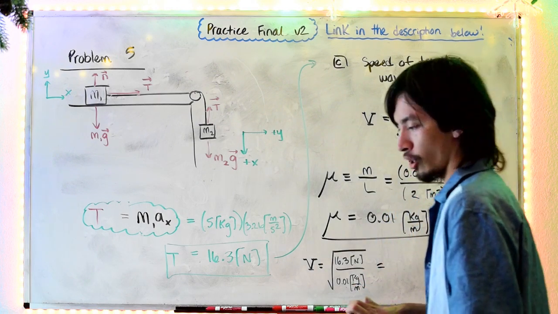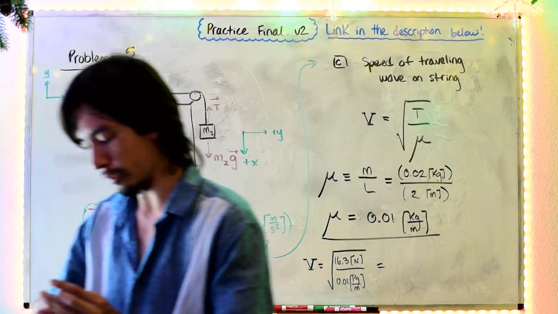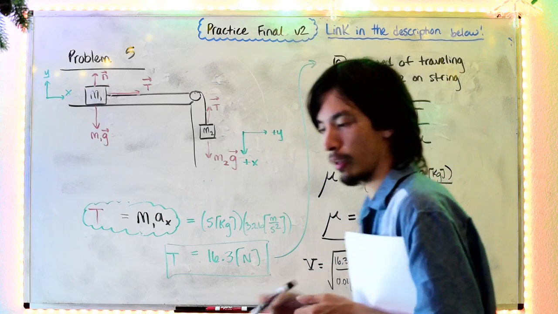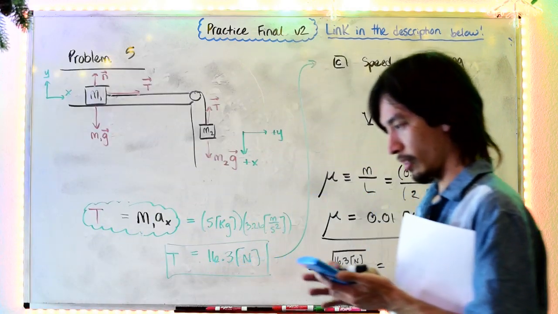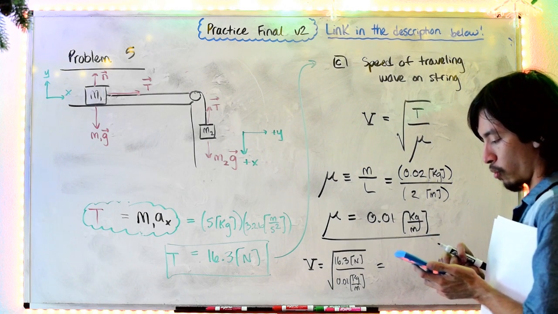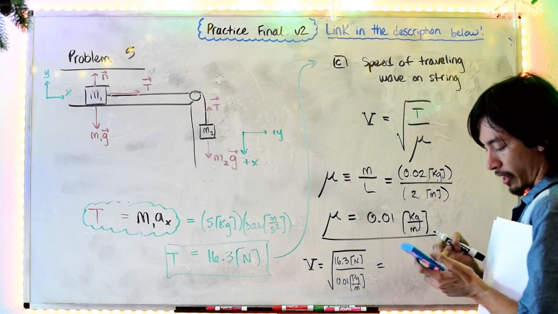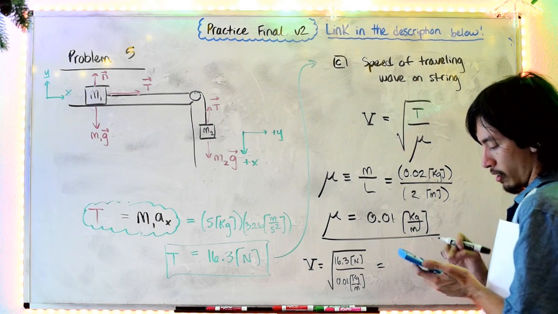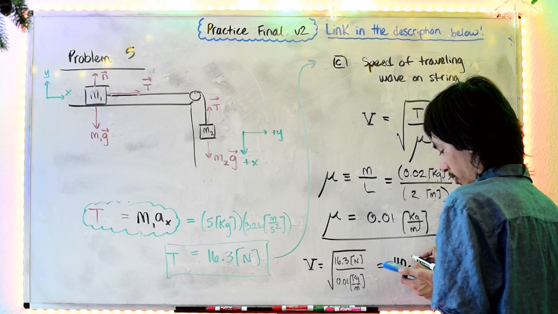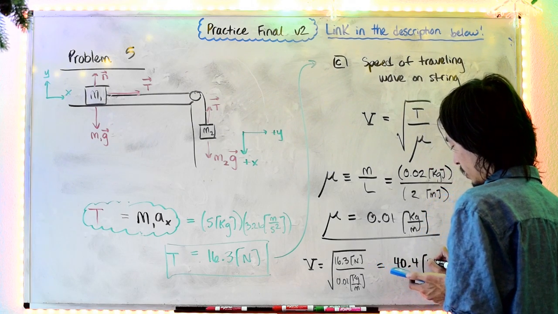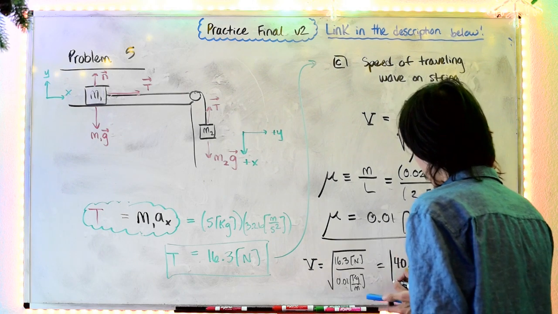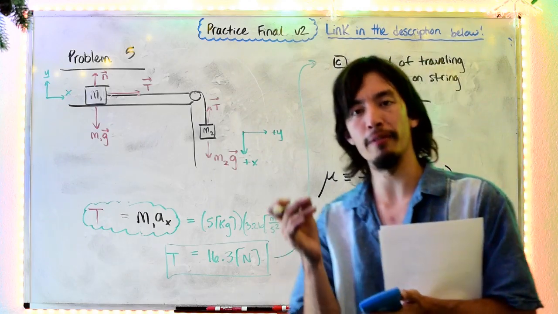Calculate that out, which I believe is not correct on the solution because the previous part was not correct, so we're going to calculate that. So 16.3 over 0.01 is 100 times bigger, and then we're going to take the square root of that, and that gives us 40.4 meters per second. And that's the speed of the traveling wave on the string.